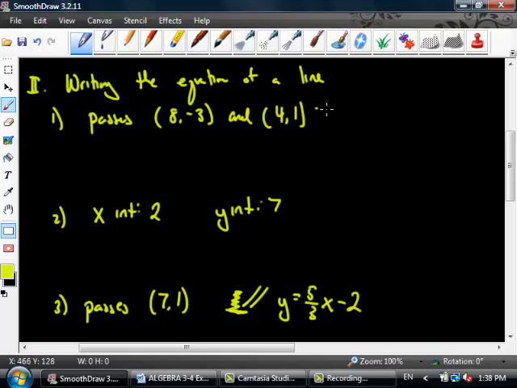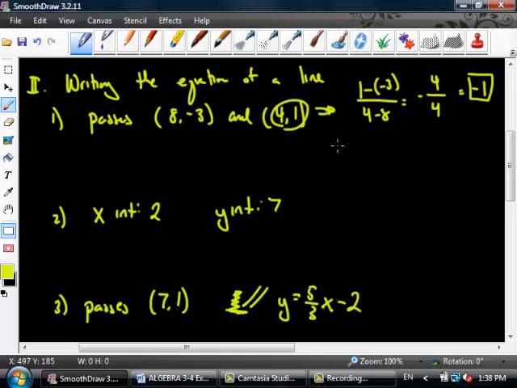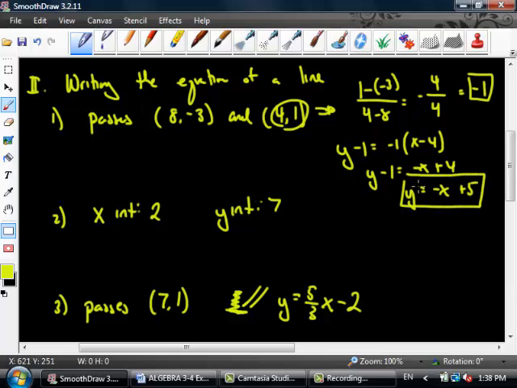For the first, what I have to do is find the slope of this line. So I'm going to go 1 minus negative 3 over 4 minus 8. That is 4 over negative 4, so that's negative 1. I'm going to choose 4, 1 as my point in point-slope form. So y minus 1 equals negative 1 times x minus 4. Y minus 1 equals negative x plus 4. Y equals negative x plus 5. Raise your hands if you got this correct. Okay, good.